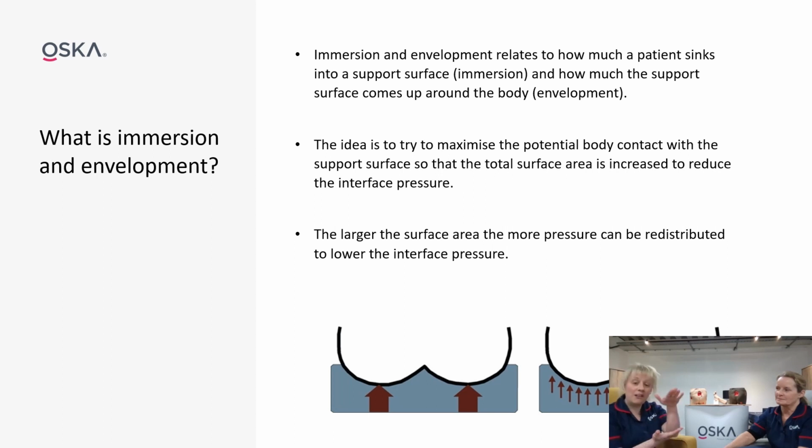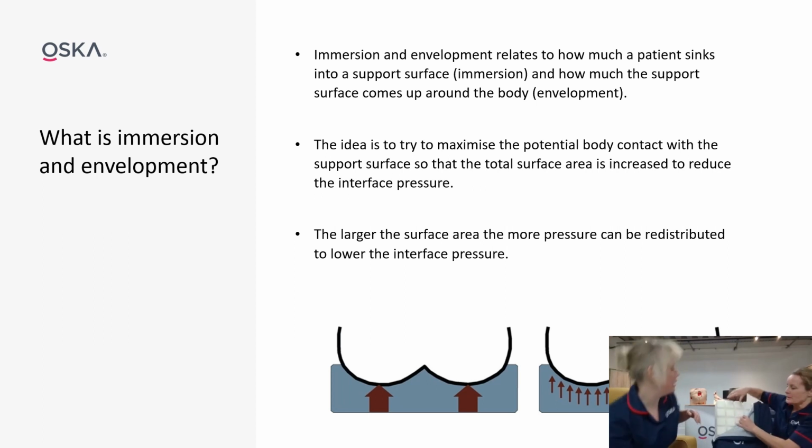And then along with immersion, we want the support surface to come up and around the patient and almost cushion them essentially, and that enables the envelopment that comes up and envelops around them. And again, that really creates the maximum amount of surface area that we can create, and the maximum amount of body contact that we can create, so that we can really lower those interface pressures beneath the patient. So if we've got just an example here.